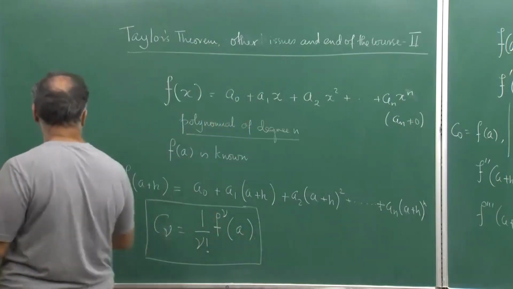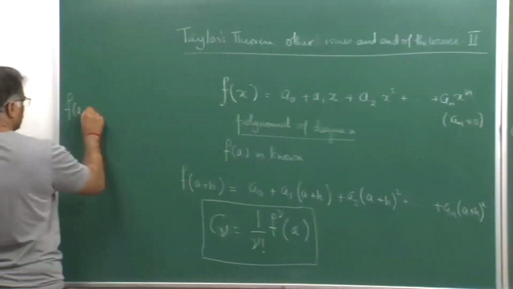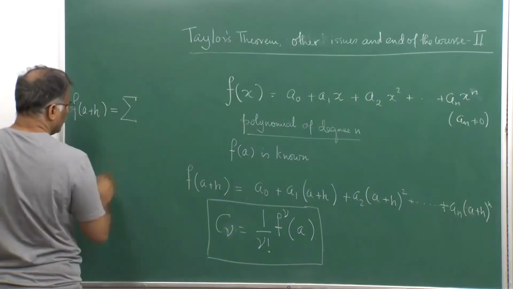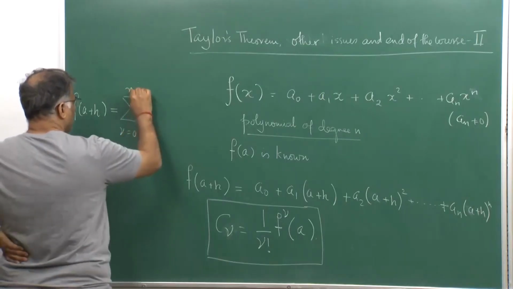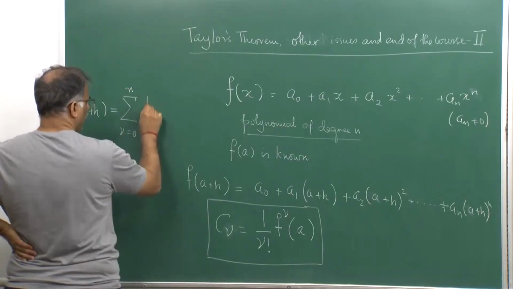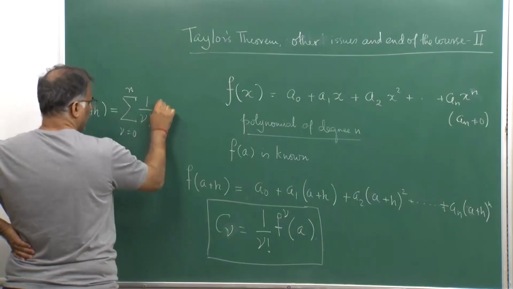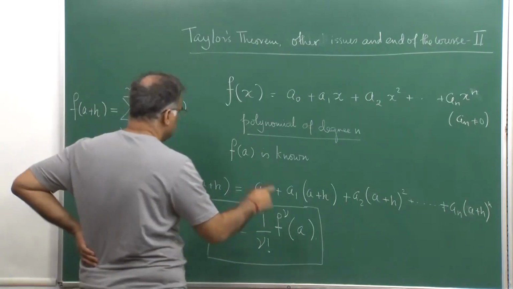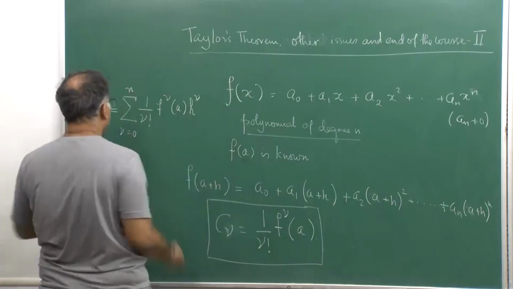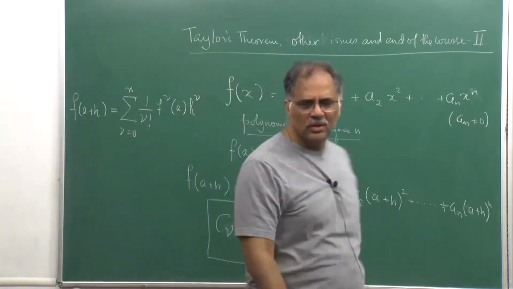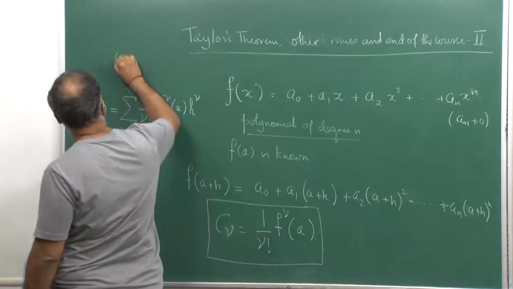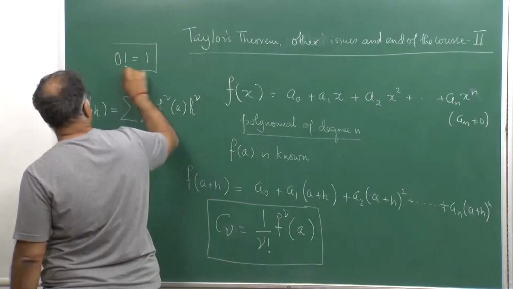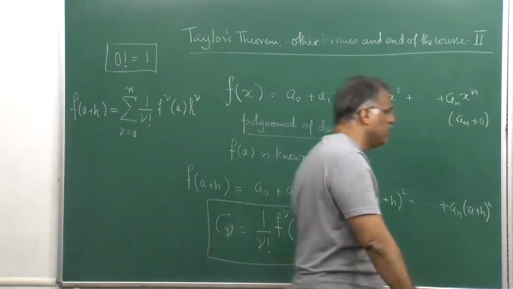So, finally, f of a plus h can be expressed as summation nu equal to 0 to n, 1 by nu factorial, f nu a into h^nu. And you can ask, what about when nu is 0? So, there is this standard convention in mathematics. I told you once that a lot of mathematics depends on convention. 0 factorial is 1. So, this is what Taylor achieved.